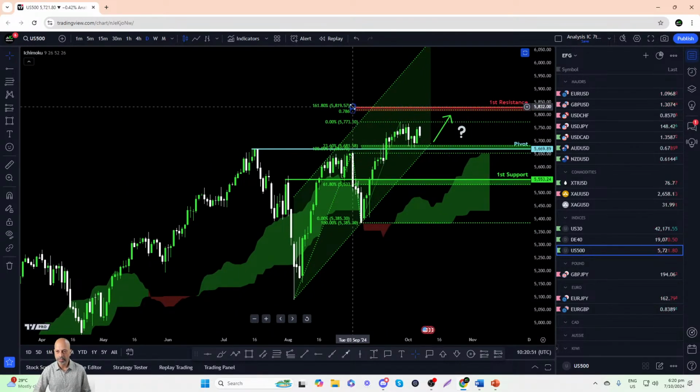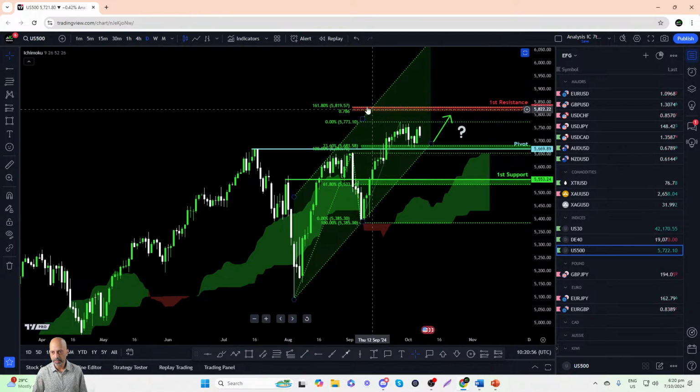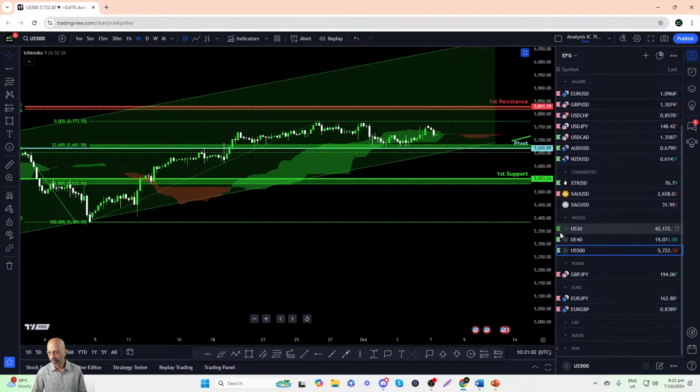So that's how we've identified the resistance, right? We use a combination of Fibonacci projection and Fibonacci extension to identify a potential confluence area here. Right, now let's look at it on the 4-hour time frame.